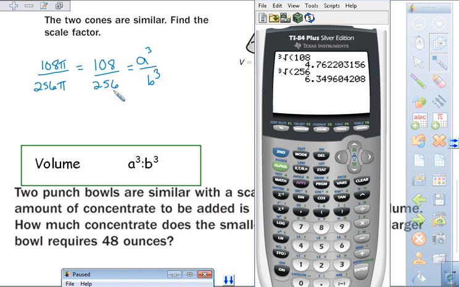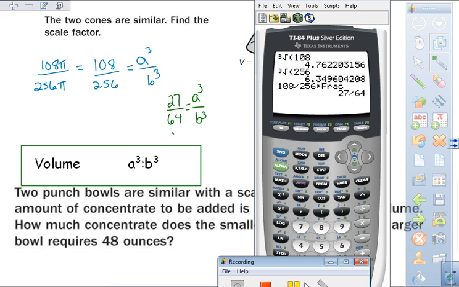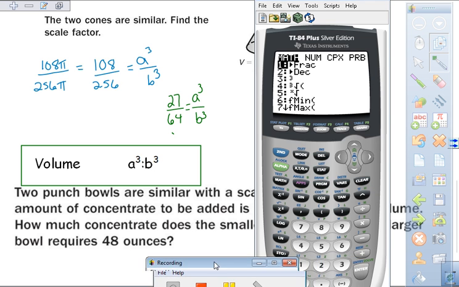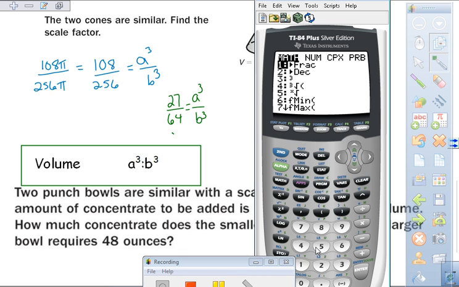So I look back at my fraction, I notice that both of those numbers are even, so I can reduce that fraction. And that fraction reduces to 27 over 64, as seen on my calculator. So now what I want to do is take the cube root of 27 and the cube root of 64. Try this on your calculator. And now I get 3/4.